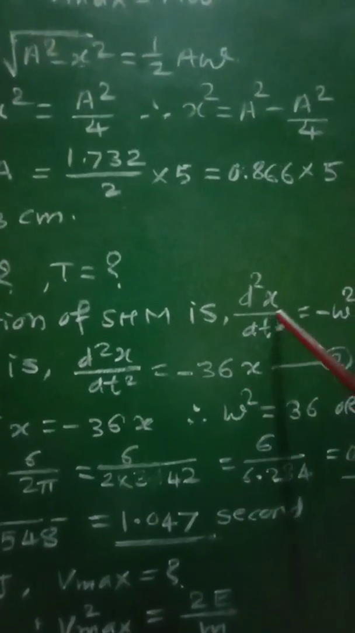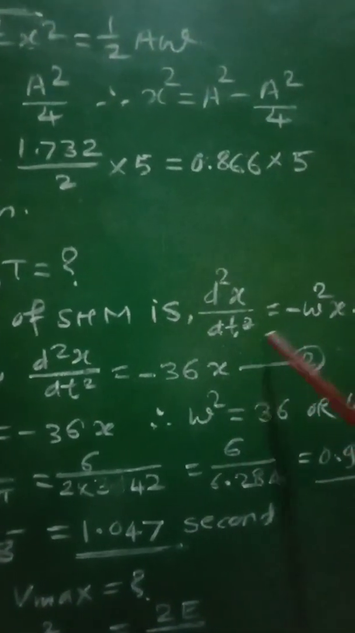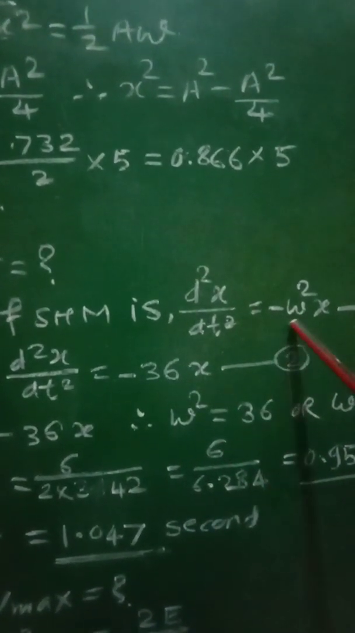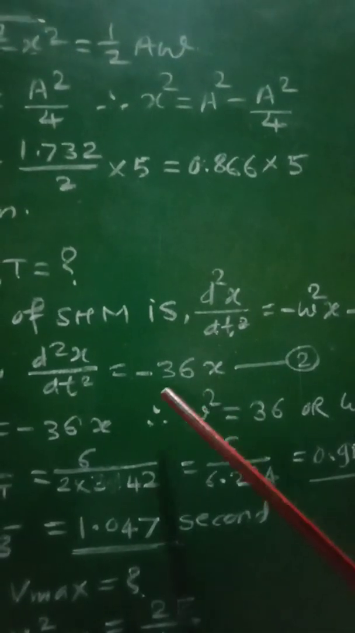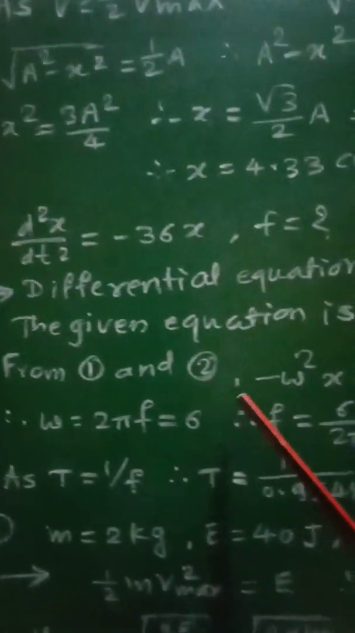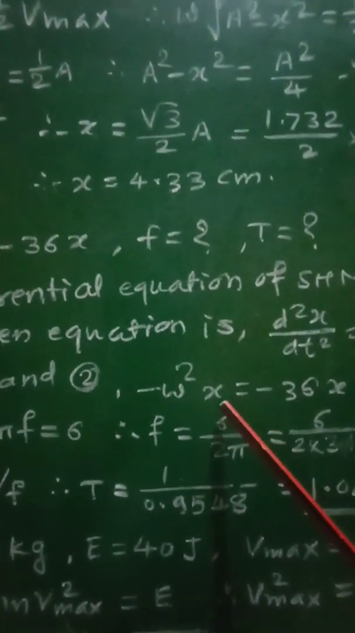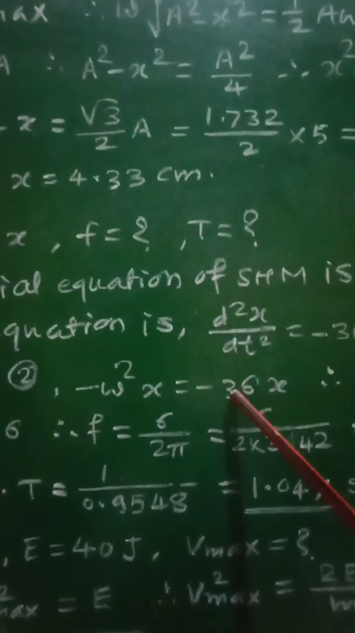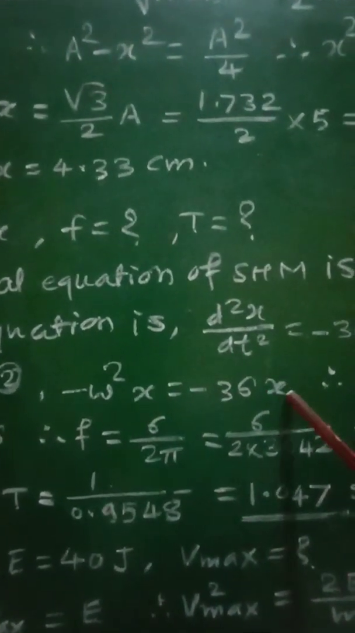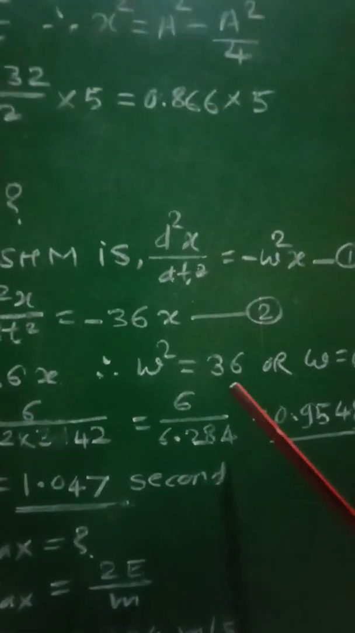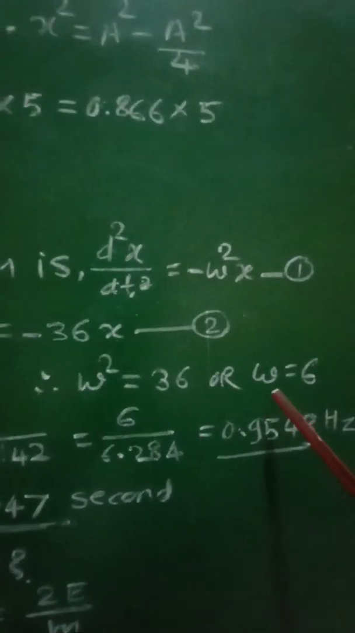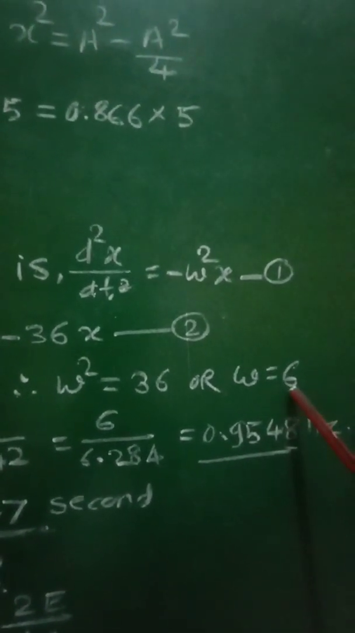Comparing these two differential equations, LHS are the same, so RHS must be the same, that is minus omega square x must be equal to minus 36x. Therefore from 1 and 2 we can write minus omega square x equal to minus 36x, minus minus will become plus, then x on both sides will get cancelled, and therefore we will get omega square equal to 36, or taking square root, omega will be equal to 6.